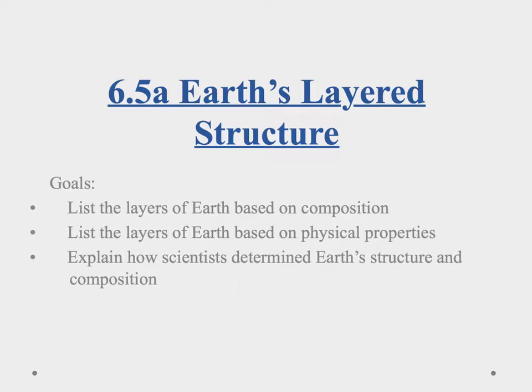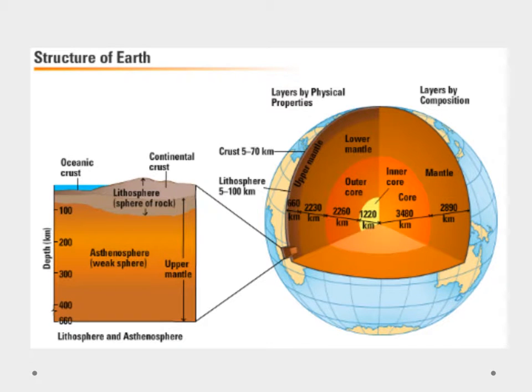In this video, we'll talk about the layers of the Earth, and then we'll also talk about how scientists determine the Earth's structure and composition. Now, when we talk about the structure of the Earth and its layers, we start off knowing that there's three basic layers to the Earth. We have the crust, which is the outermost edge. We have the mantle, which we're going to see in this portion here, and that's broken down into the upper and lower mantle. And then we have the core of the Earth, and that also is broken down into two layers. We have an inner core and an outer core.